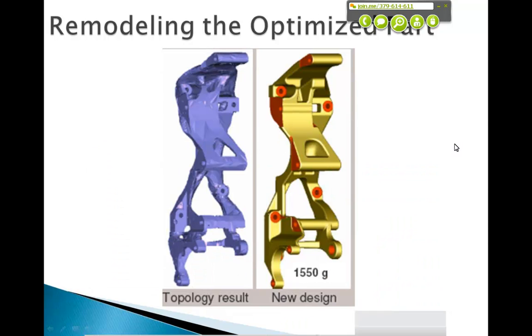So once you have analyzed this tessellated model, what you want to do is come up with a CAD part that is manufacturable. And so again, from our last lecture, here is an example on the left of an optimized HyperMesh model, which is not manufacturable.